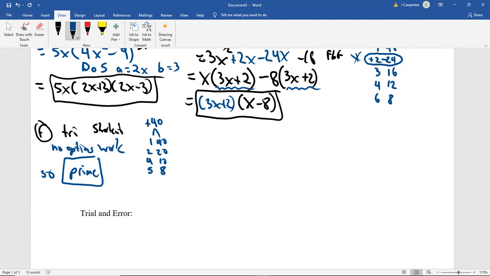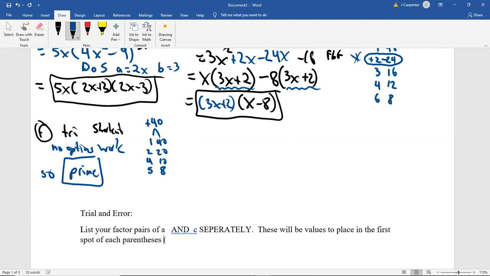You're still going to be listing factor pairs, but there's going to be 2 things you list factor pairs of. You list your factor pairs of A and C separately. These will be values to place in the first spot of each parentheses, ones that come from A, and second spot of each parentheses. Those come from B. FOIL to see which of your options actually works.